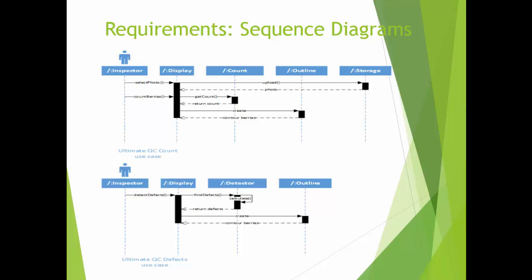Here are sequence diagrams of two significant use cases. In the count use case, the inspector selects a blueberry image from storage, and the program counts the berries and displays the image with the count and berries outlined. In the defects use case, the program finds the defects, counts them, and calculates the percentage. Then it displays the image with the count, percentage, and the defective berries outlined.